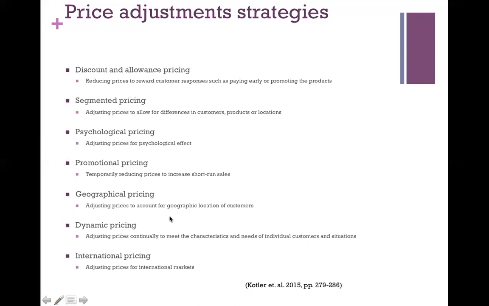The next one is dynamic pricing, which is basically adjusting the price to meet the characteristics and needs of the customers, based on the situation. Now, this is actually about the price being negotiable. They can change the price. Some retailers may adopt that, and they offer you to negotiate the prices. The last one is international pricing, which is basically considering, again, the location of the customers in the international market.